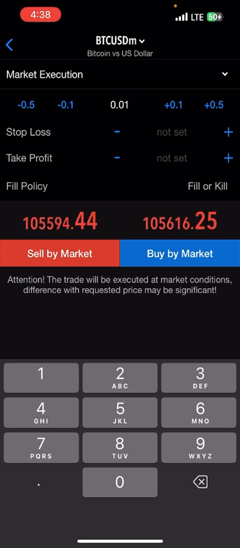So you input your stop loss. You can see there's a space for stop loss here. You input your stop loss. You can see there's a space for take profit. You input your take profit.